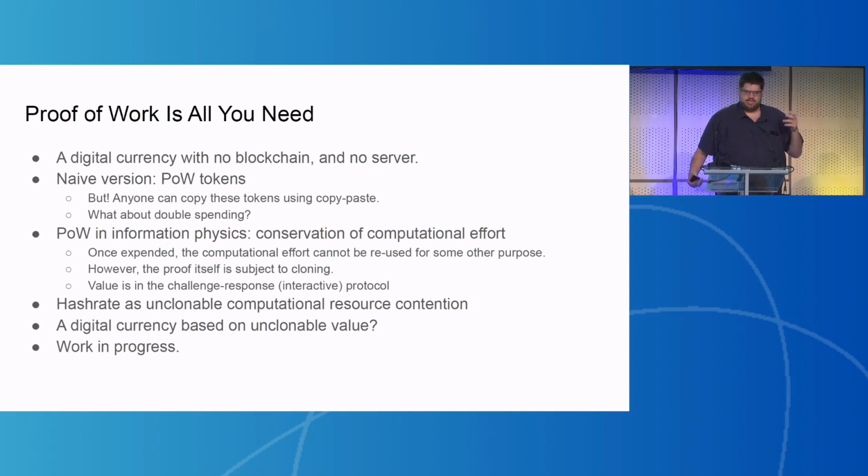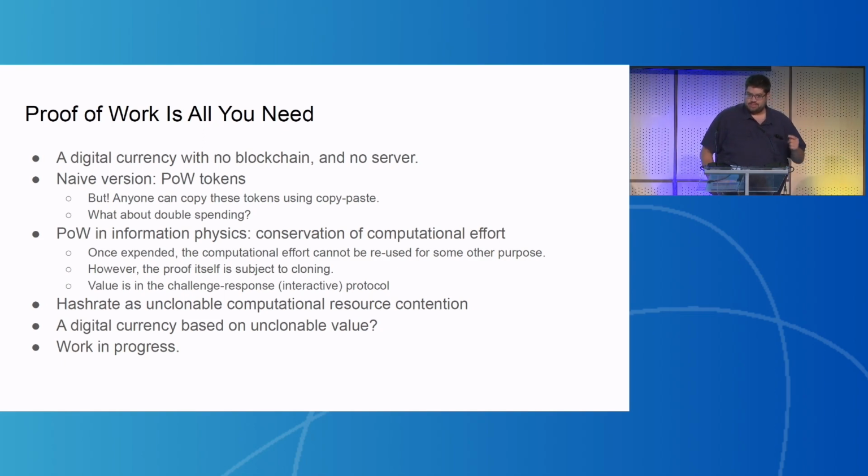And so I got to thinking, is there another way of using proof of work to have that unclonable element that is usually unavailable in digital systems? Because in digital systems, we can copy things endlessly, right? And in fact, even with proof of work, once I do a proof of work, I can copy that proof endlessly, right? So the value is not in the proof.